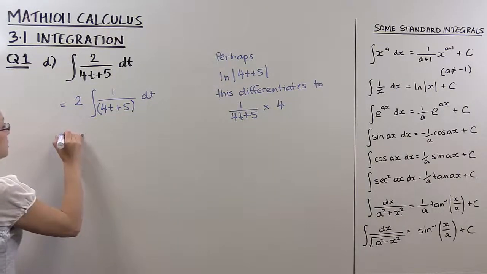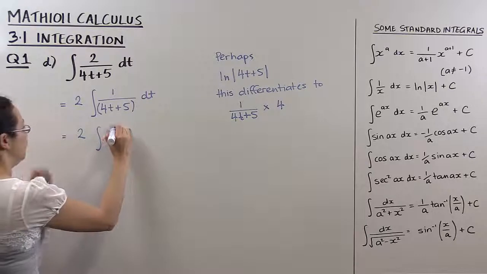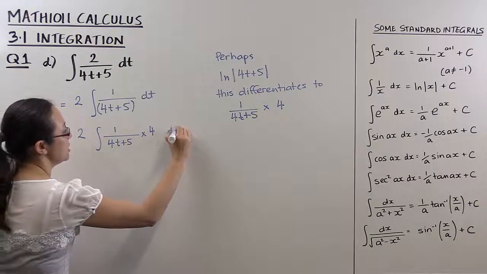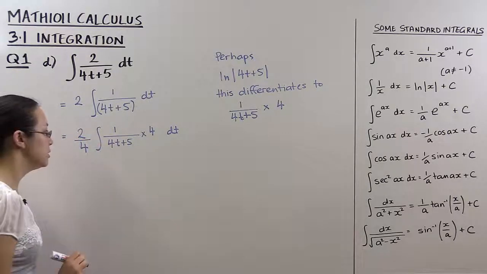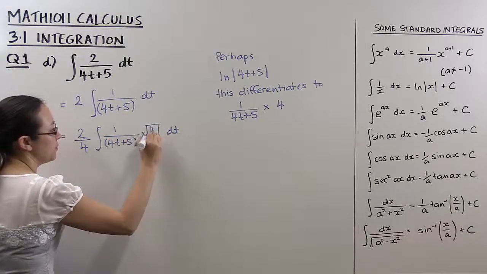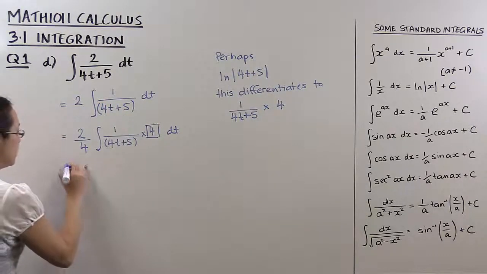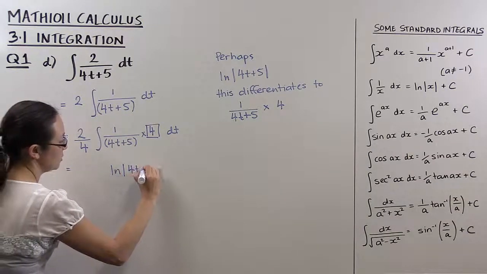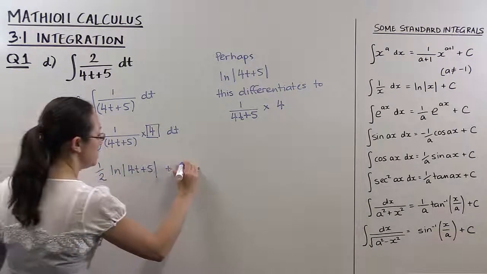So if I want to be able to find this integral, I actually need 4 times as much here to anti-differentiate it. I can't just change the question, so if I multiply by 4, I'd better divide by 4 so I don't change anything. And now, since the derivative is sitting there, just like this, I know that anti-differentiates to this logarithm. So I know this now anti-differentiates to ln of the absolute value of 4t plus 5, and 2 over 4, that's just a half, plus c.